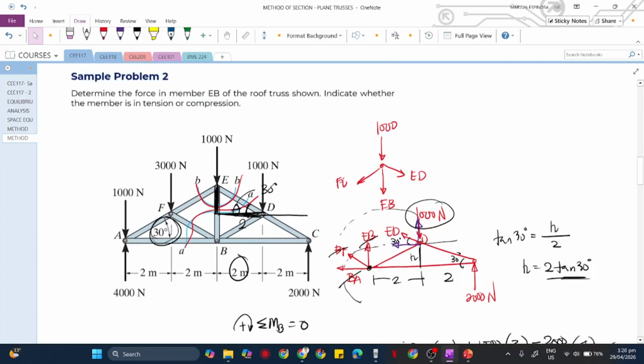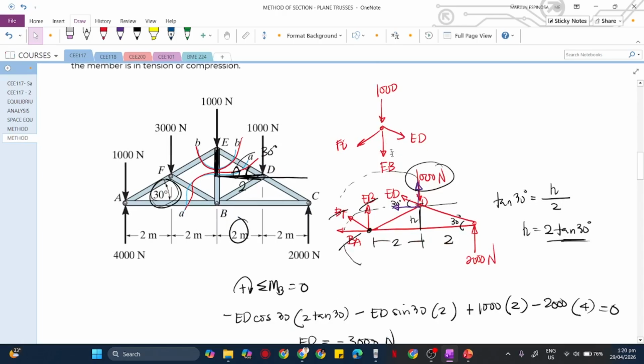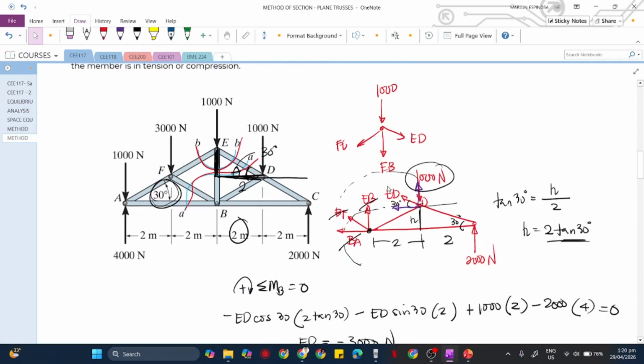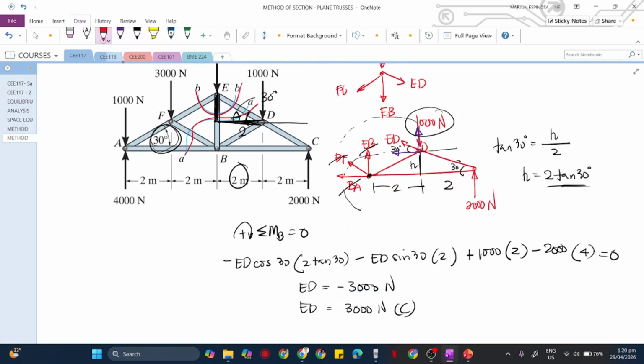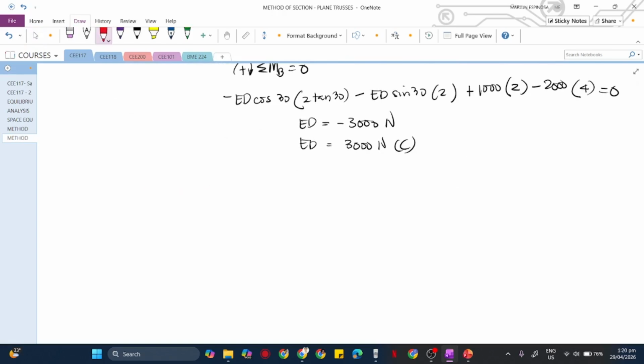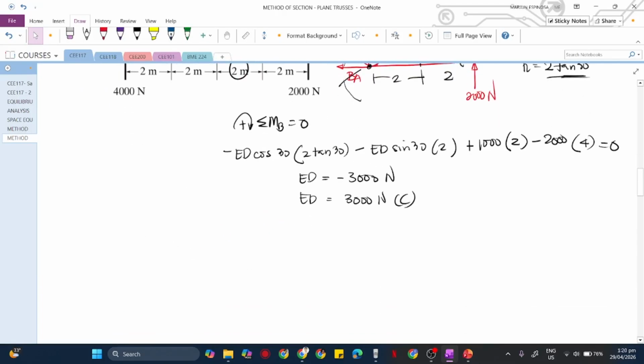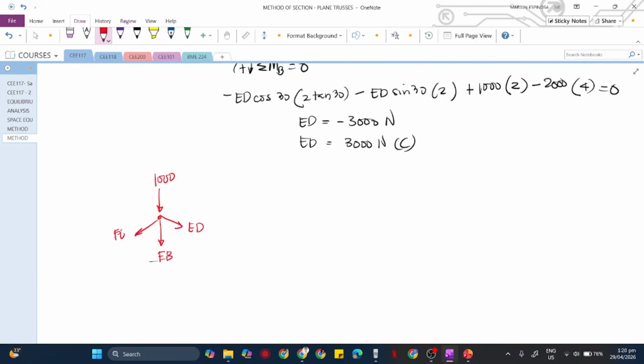Now, using this section na to, parang nagjo-joint method tayo dito, class. Basically, in-isolate natin yung section na to. Okay. So, let me just copy this one. Copy natin to. Lagay natin dito. Considering that yung ED natin, may value na yan, which is 3,000. Okay. And since that is compression, so we need to say papunta yan dito. So, yan na yung magiging value niyan.